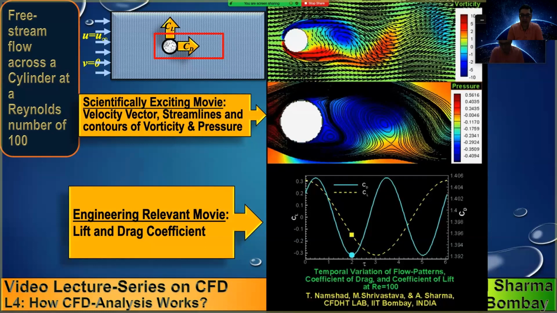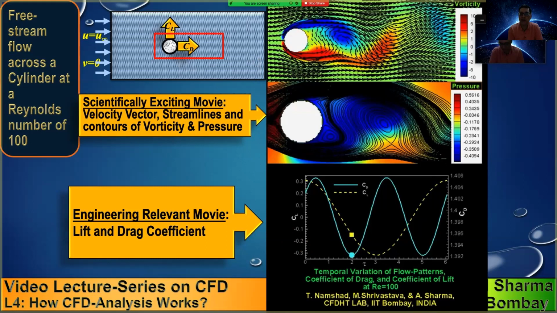So the movie corresponding to the vorticity, velocity vectors, and pressure contour gives us scientific information. This gives the flow physics, the science of fluid mechanics. The bottom movie corresponds to the lift coefficient and drag coefficient, which are the engineering parameters. They give us the engineering relevance. So this movie corresponds to the engineering relevant movie, and these two movies correspond to the scientifically exciting movie.